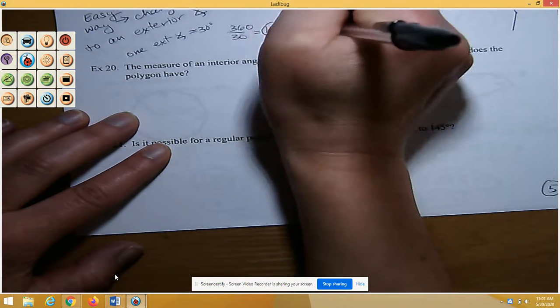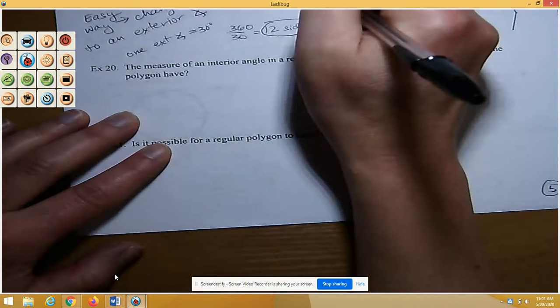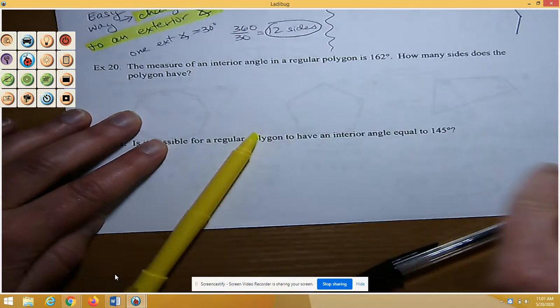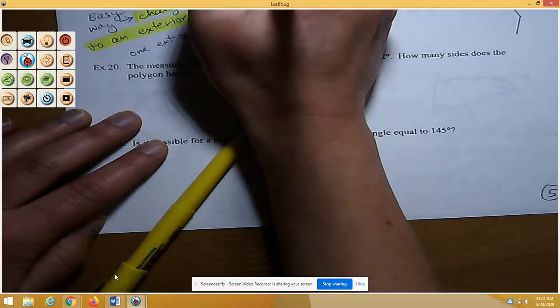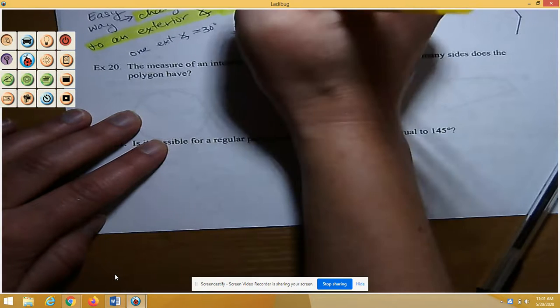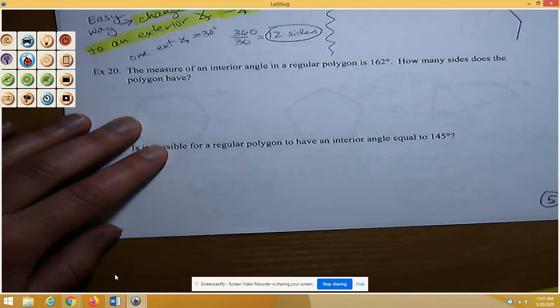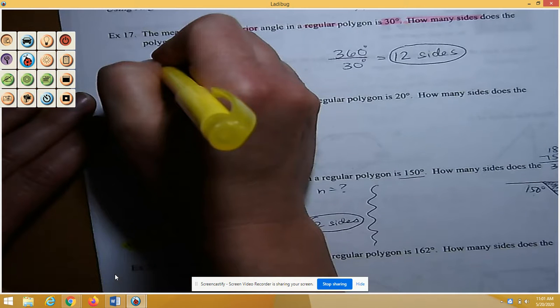So the easy way is to change it to an exterior angle, and you do 180 minus the angle when you do that, because that's the linear pair. And then you're going to do 360 divided by the exterior angle. And if you want, we can highlight that up here. Anytime you do 360 divided by one exterior angle, you get the number of sides.